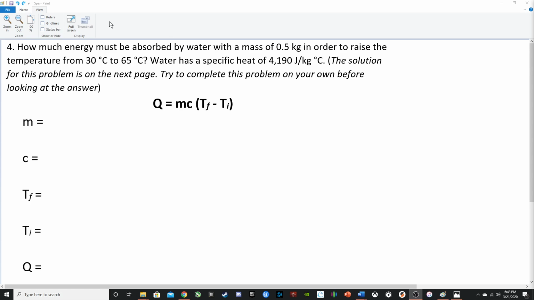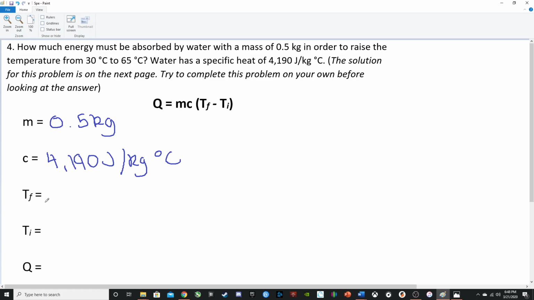So the very next thing you should do is you probably should go over here and start to define your variables. So we know that the water is going to have a mass of 0.5 kilograms, and we know the specific heat of water, because it's given to us right here, is going to be about 4,190 joules per kilogram for every degree Celsius.